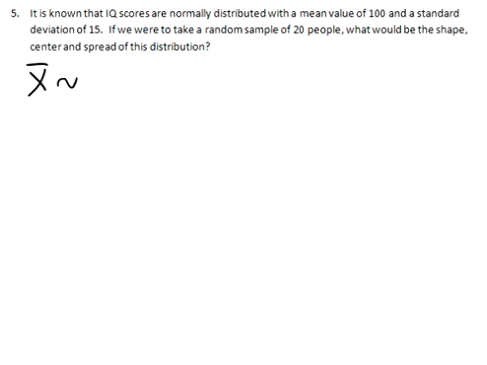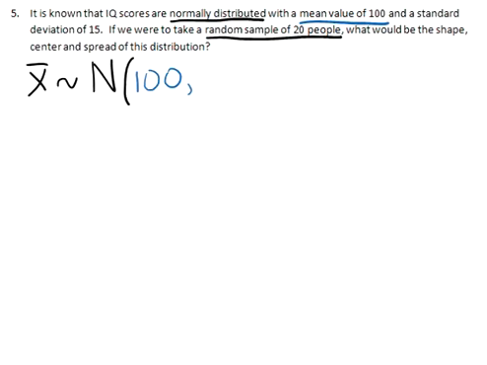In this problem, we know that the population is normally distributed, which means that our sampling distribution will also be normally distributed. It does not matter that we're only taking a random sample of 20 people because the population is already normally distributed. We don't need to have a sample of size 30. The center of this distribution should be the same value as the center of the population. We know that the population mean value is 100, so our center value will also be 100.